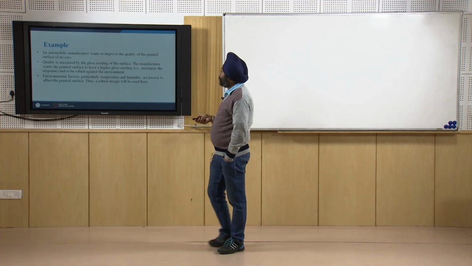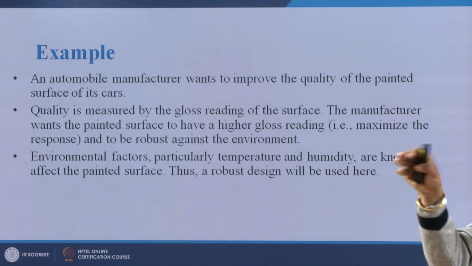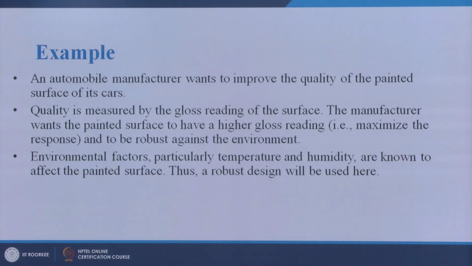Now this is a simple example, very quickly I will go through this example. An automobile manufacturer wants to improve the quality of the painted surface on its cars. So there is an automobile company, there is a paint on the car, and the manufacturer wants to ensure that the quality should be excellent. The quality is measured by the gloss reading on the surface. So there is an instrument which measures the gloss reading on the surface.